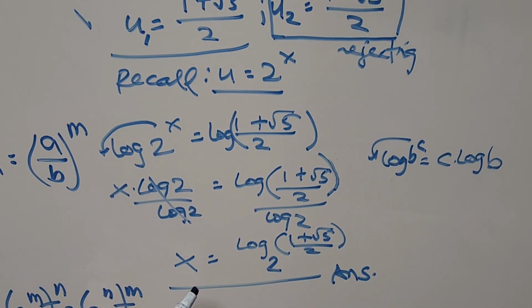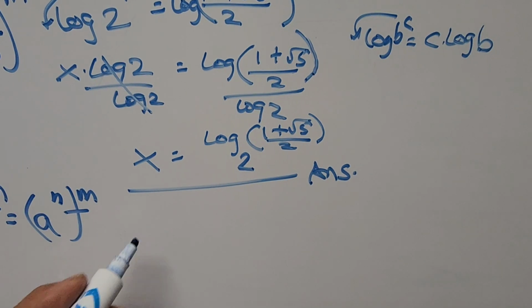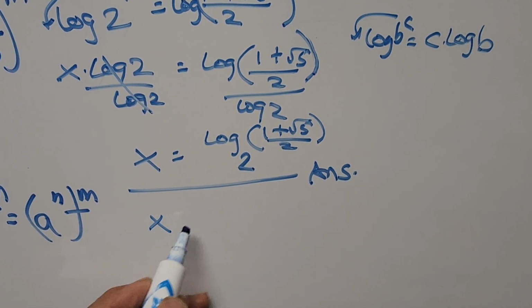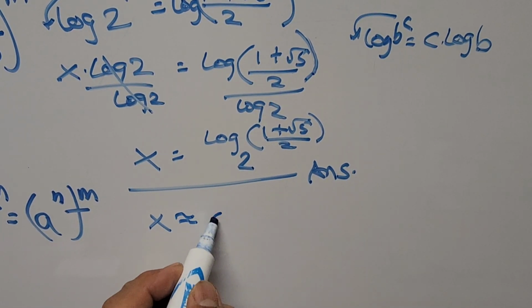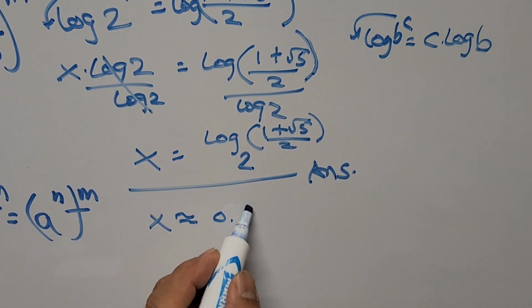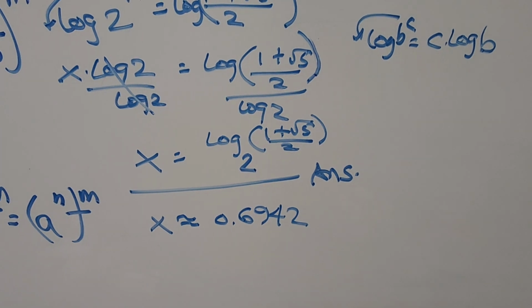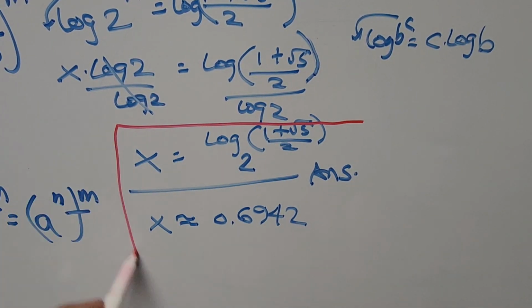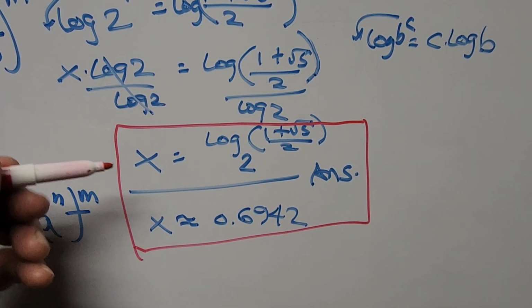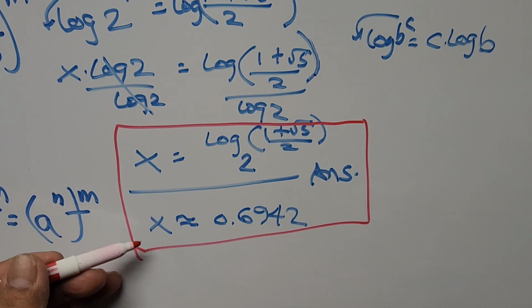And by using our calculator, we can compute that. So x is approximately equal to 0.6942. So these are our answers. Well, it's the same, but this is the exact value and this one is the approximate value.